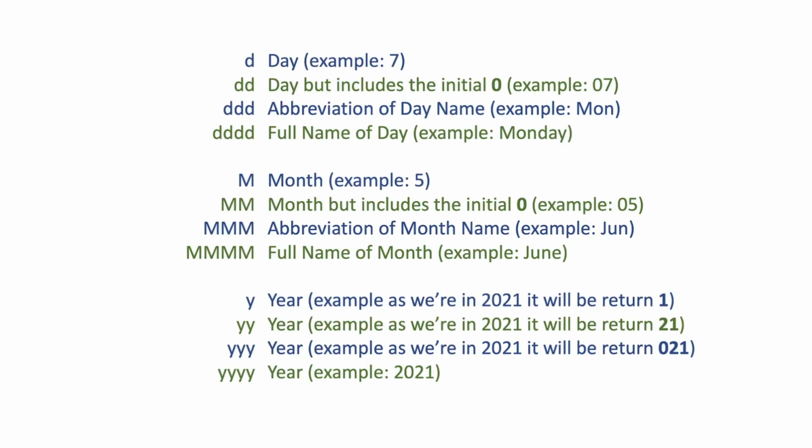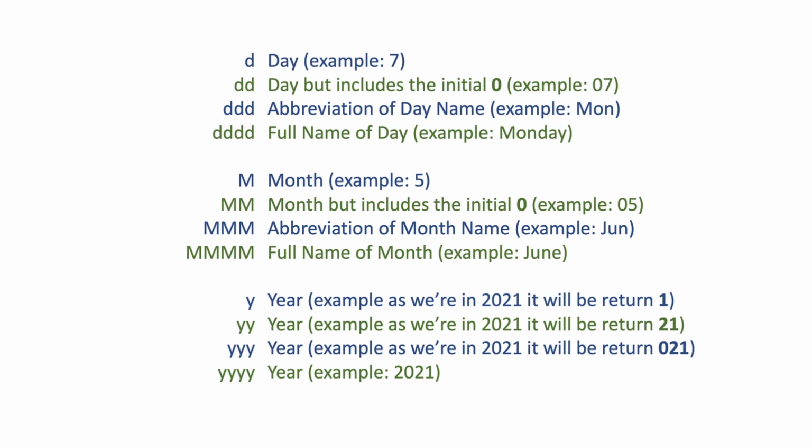Okay, so what do all these letters mean then? Well, in the example here we have the first d. So just passing through d is for day, and that would be, for example, 7. It will be the 7th day. Or if we are passing through dd, it's going to pass through 07 because it's the 7th day of the month.